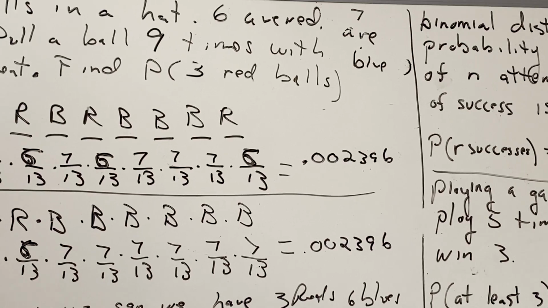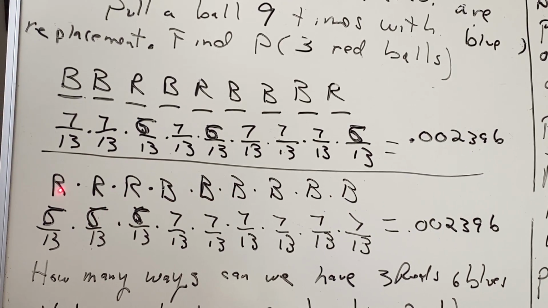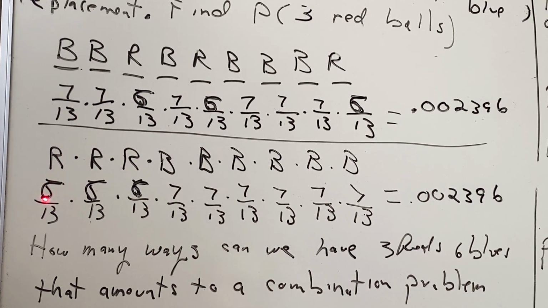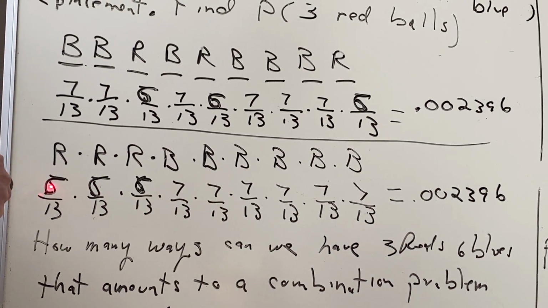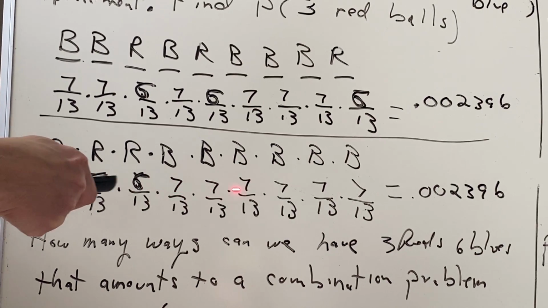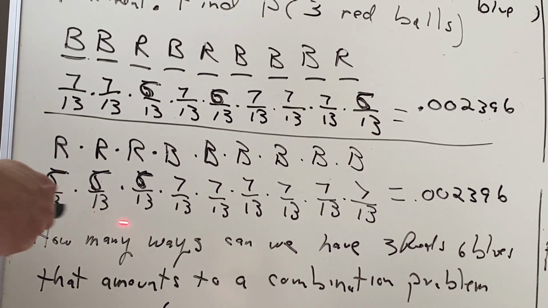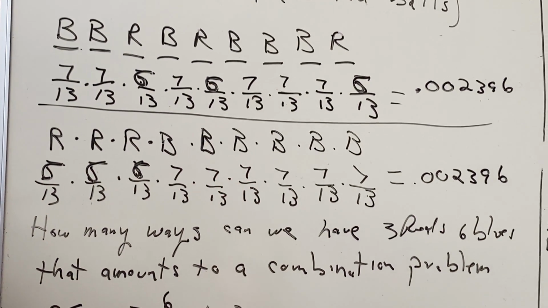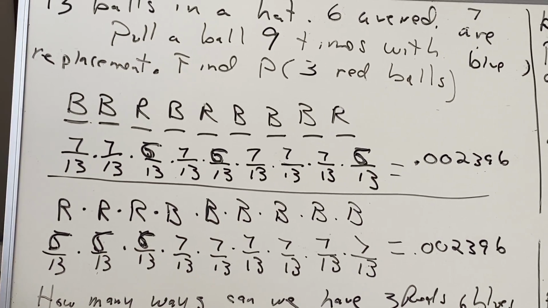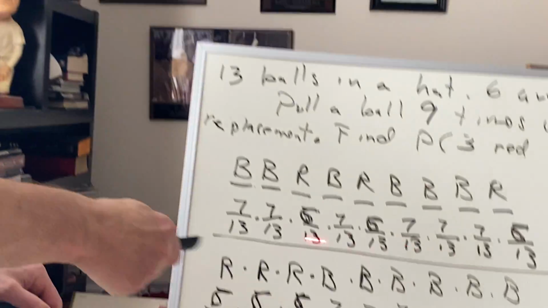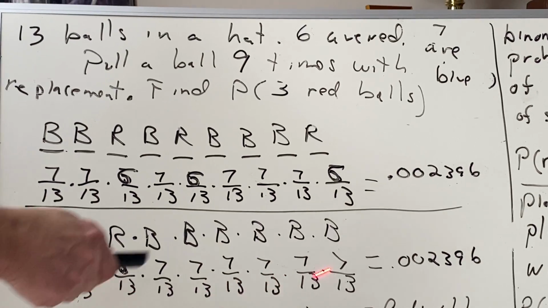Well, let's make up another example. Maybe we get 3 reds right off the bat, and then we get 6 blues. What's the probability of this happening? Notice what happens. The probability of a red is 6/13, 6/13, 6/13, and blue is 7/13. We have 3 6s and 6 7s in the numerator, just like we did here, and 13s in the denominator. So we have the same numbers, only interchanged. If you multiply any combination of numbers and switch the order, you're still going to get the same number, just like 4 times 2 equals 2 times 4. So we have the same 9 numbers, only in a different order, and we get the same value.